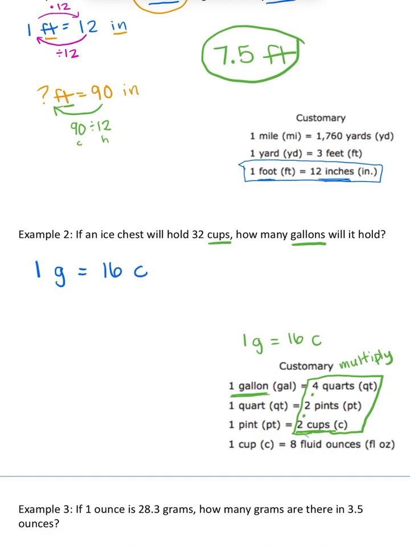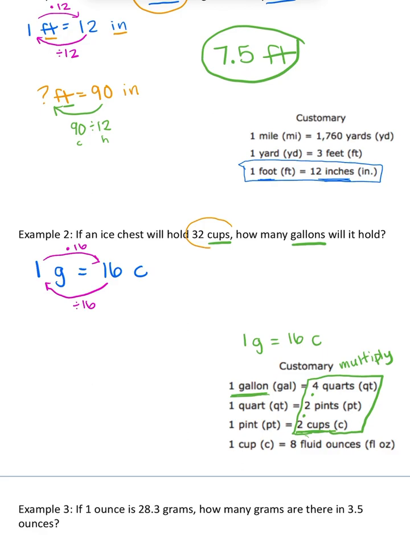And I need to figure out my relationship. So to get from 1 to 16, this time I'm going to multiply by 16. Notice the top is always going to be multiplying. The bottom is going to be dividing. So on this one, I'm dividing by 16. So we're going to go to the problem.